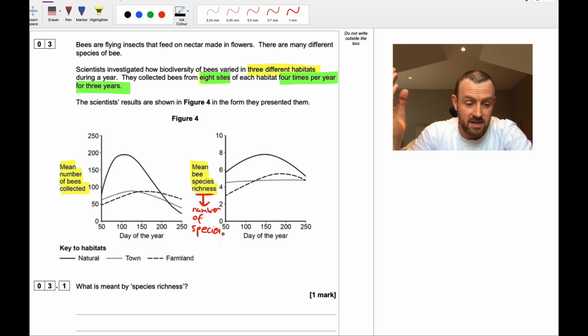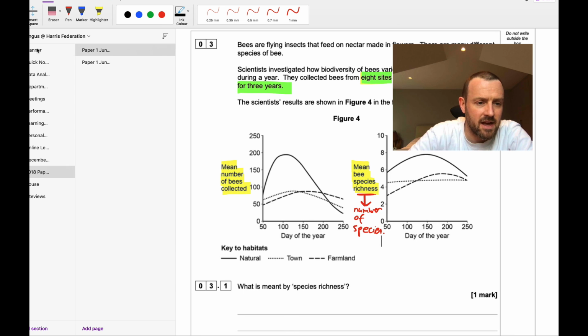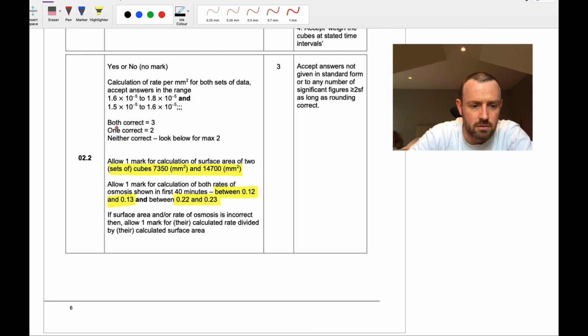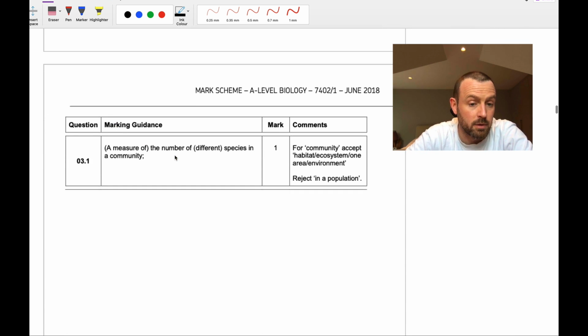Okay, that's the first question. What is meant by species richness? So that's just the number of different species of bee they found. Let's check the mark scheme, just check that that is the exact definition, or if we need a better definition. The number of species in a community.